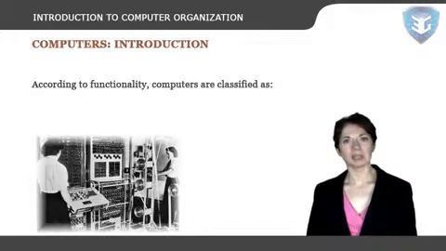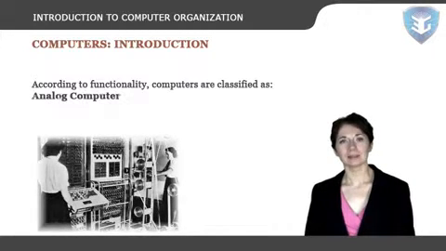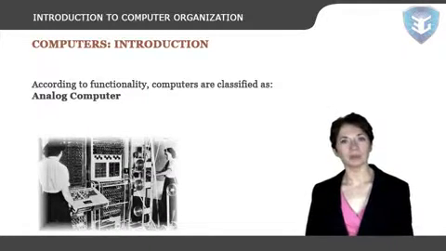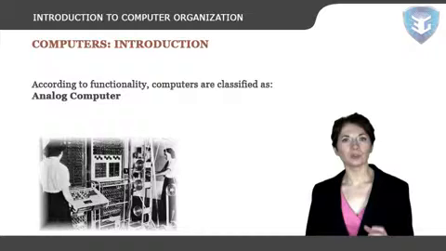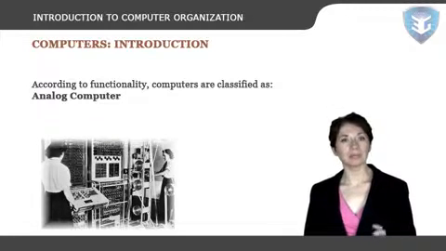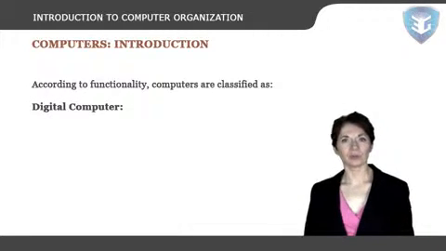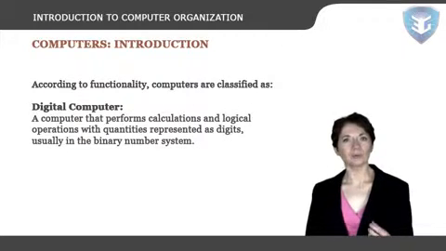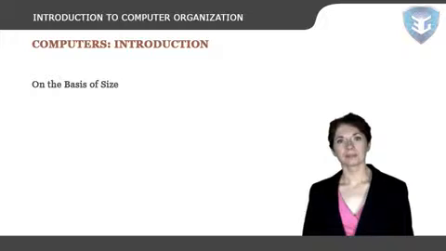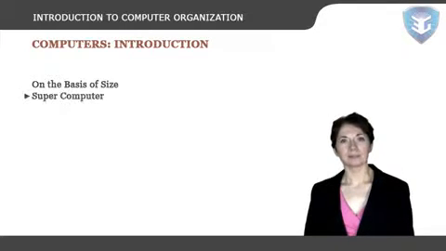According to functionality, computers are classified as analog computer. An analog computer is a form of computer that uses continuous physical phenomena, such as electrical, mechanical, or hydraulic quantities to model the problem being solved. Digital computer. A computer that performs calculations and logical operations with quantities represented as digits, usually in the binary number system.